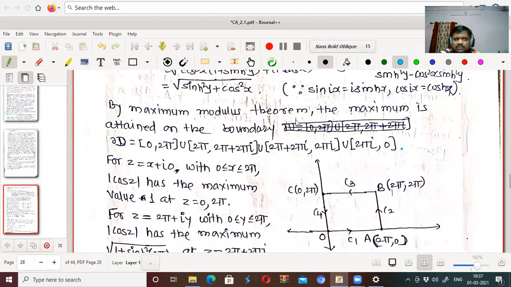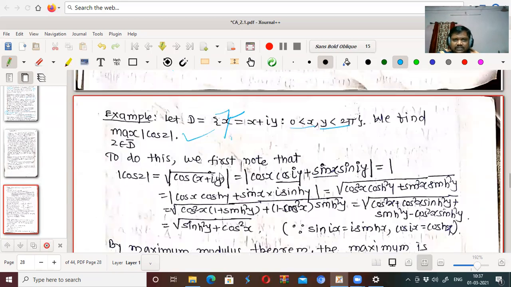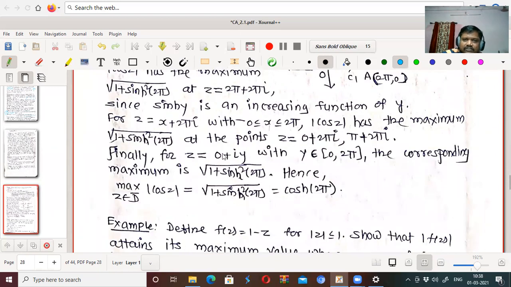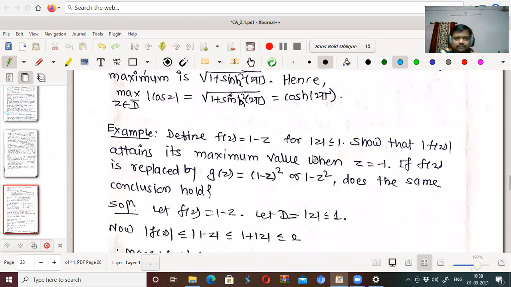So by the maximum modulus theorem, the maximum value is attained on the boundary of D, where we have taken 0 less than x, y less than 2 pi. And what is the boundary? The boundary consists of the lines through 0, 2 pi, then 2 pi, 2 pi, and 0, 2 pi, and then again back. So the maximum value lies on this boundary, which we have proved here. Okay, that is the case.